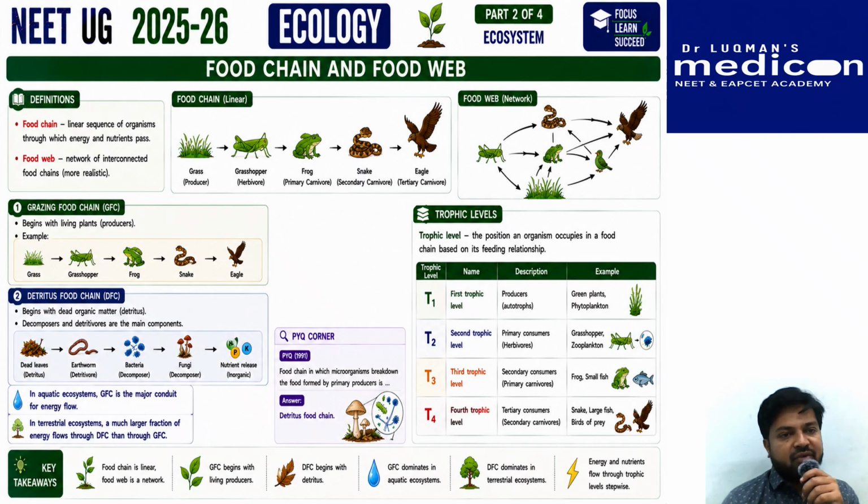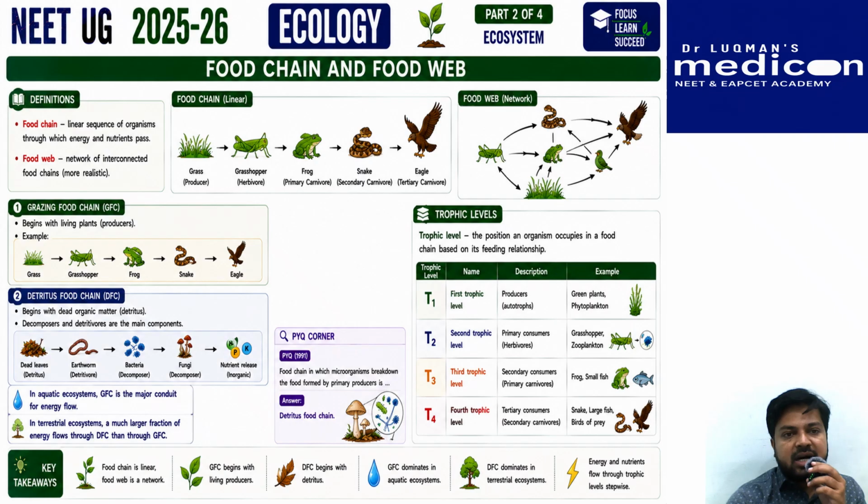Food chain and food web. Let's see the definitions first of all. Food chain: a linear sequence of organisms through which energy and nutrients pass is called a food chain. The key word here is linear, it means in a sequence. Then what is a food web? A network of interconnected food chains is called a food web.